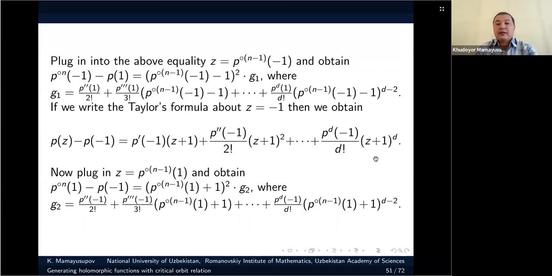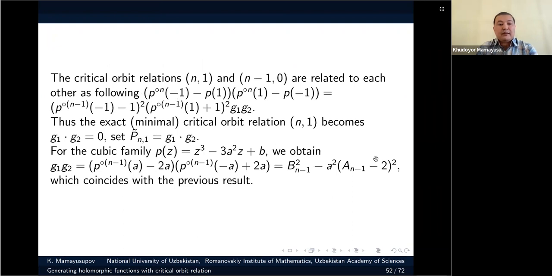Now plug in, instead of z, the iterates of the other critical point. Then you get this second line where you can explicitly compute g1, which is a polynomial, and you do the same for the other, and you multiply them, and you get that the n1 iterate or n1 critical relation and n minus 1, 0 relations are related to each other, and the other factor is g1 times g2. So you define tilde by the product. If you have the minimal relation, then g1 times g2 should be 0. And for a cubic polynomial, it's easy to compute, and it coincides with the previous result.